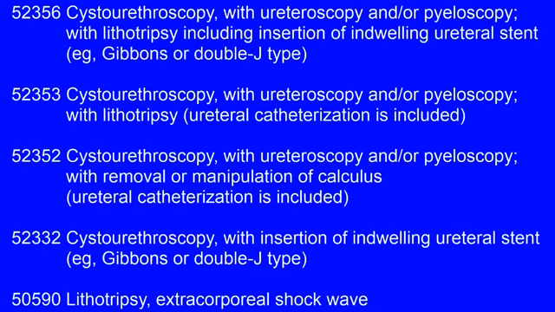Yep, and I got it on the screen. 52352 is basically ureteroscopy with manipulation of the stone, basically removing the stone in common parlance. And 52332 is simply putting a stent into the urinary system. So just so that not everyone's a coder, I want to make sure we educate everybody in the best way possible.